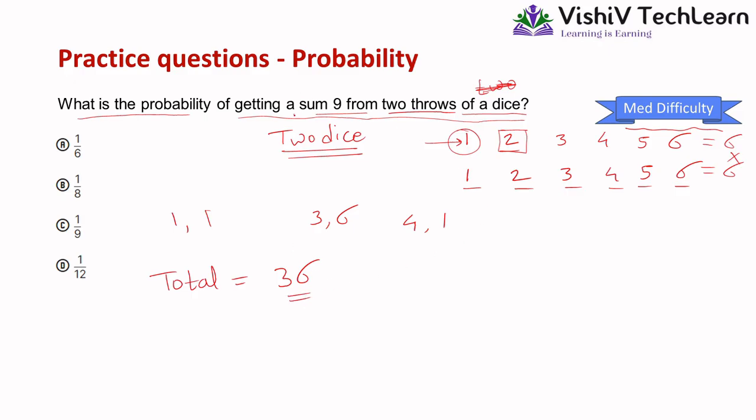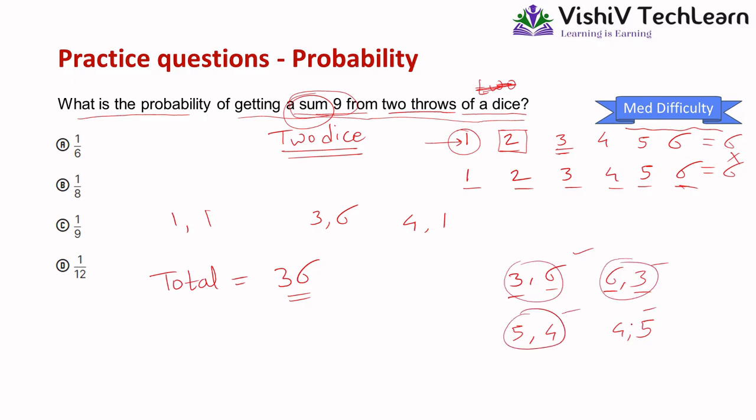Now what is the condition? We need summation as 9. Now wherever we are getting 9 as the summation, if we have 3 comma 6 or 6 comma 3, so first dice as 3, second dice as 6, or first dice as 6 and second as 3. Maybe 5 comma 4 and 4 comma 5. Here also we are getting summation as 9 in both the cases. Are you able to find out any other combination out of these 4? No. So only 4 combinations are possible if we need summation as 9 from the 2 dice throws.